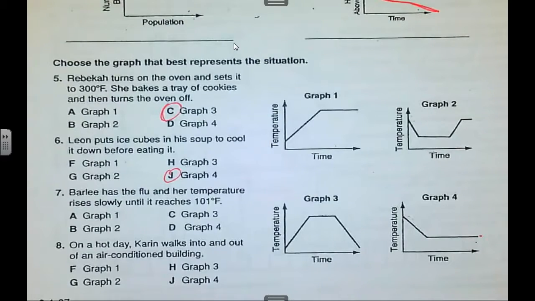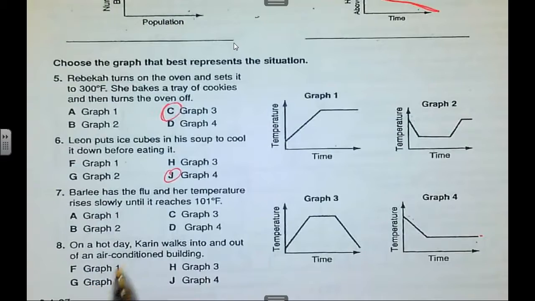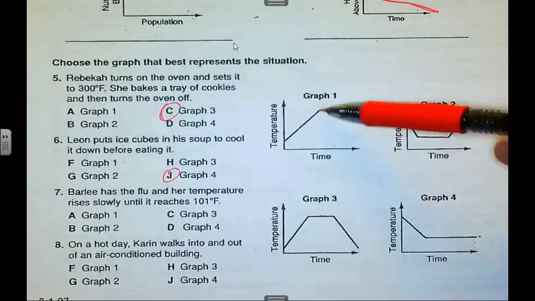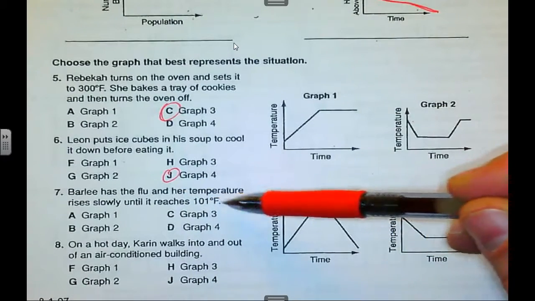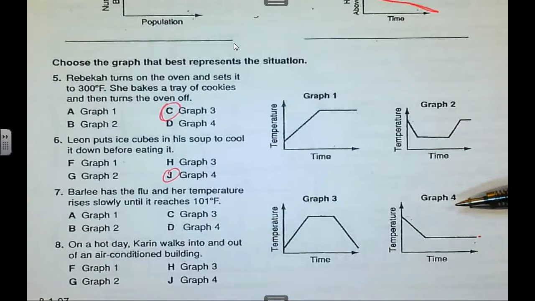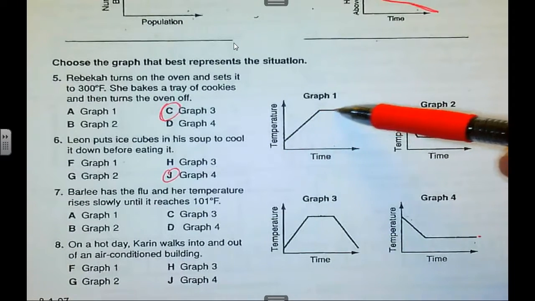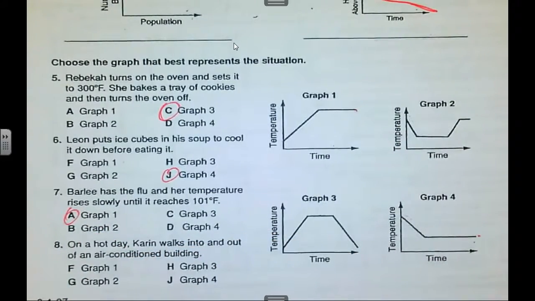Okay, number 7. Barley has a fever and his temperature rises slowly until it reaches 101. And that's all that happens. So rising slowly is going to be 1 or 3. Here's 101. It's going to be graph 1. I bet you number 8 is going to be graph 2.